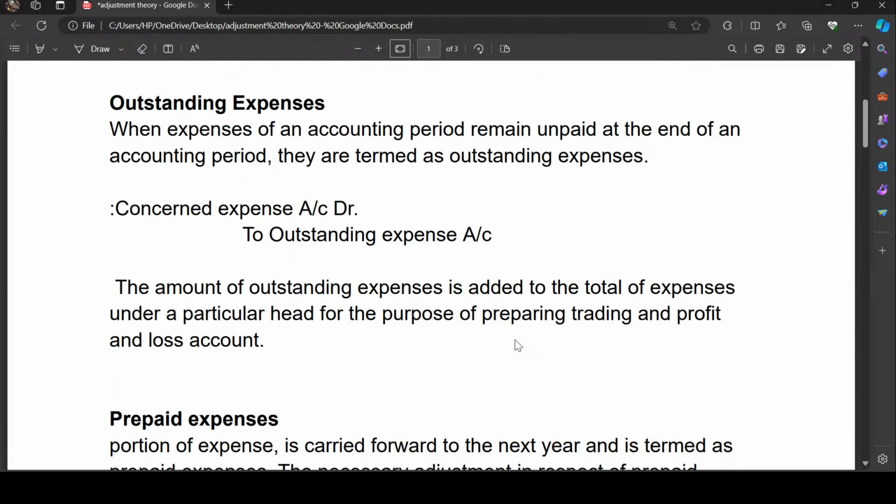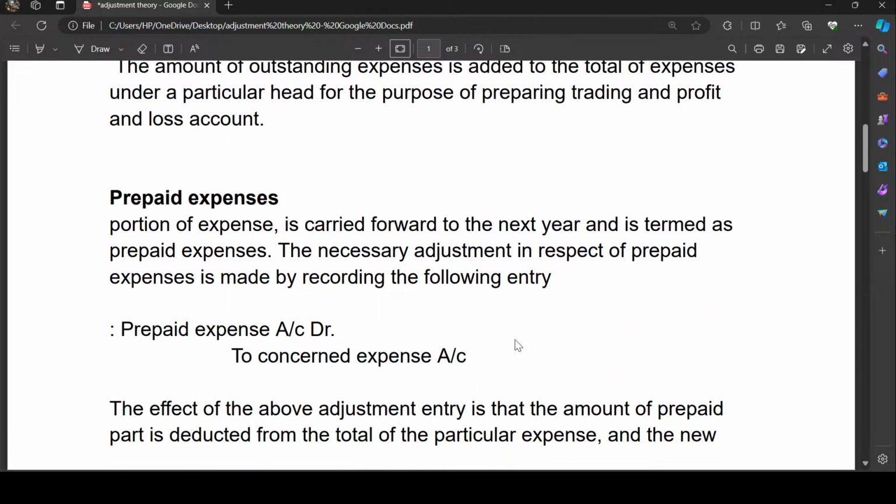When expenses of an accounting period remain unpaid at the end of an accounting period, they are termed as outstanding expenses. That is, concerned expense account debtor to outstanding expense account. The amount of outstanding expenses is added to the total of expenses under a particular head for the purpose of preparing trading and profit and loss account.